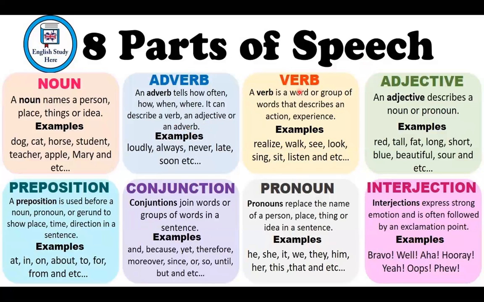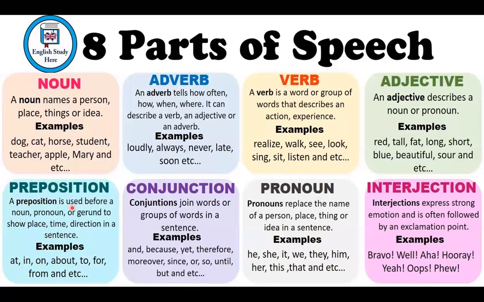What is the verb? A verb is a word or group of words that describes an action, experience. So we have realize, walk, see, look, sing, sit, listen. These are action words. An adjective describes a noun or pronoun. Red, tall, fat, long, short, blue, beautiful, sour, etc. They describe.